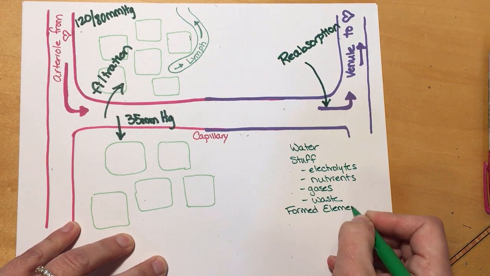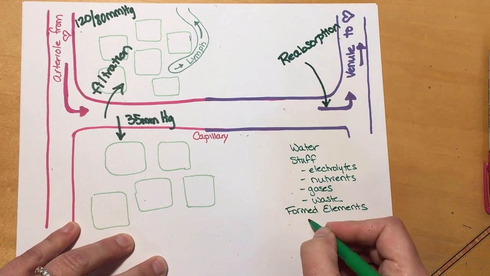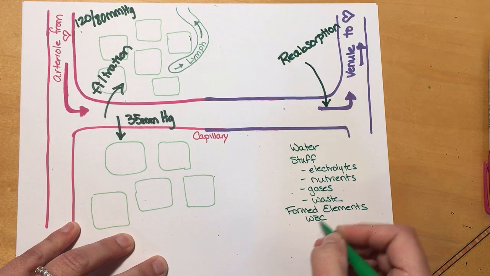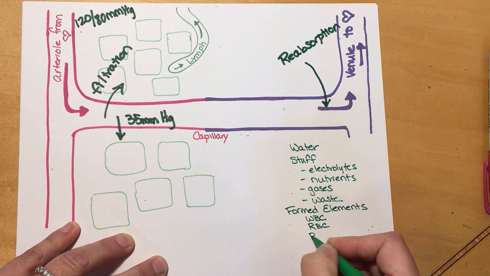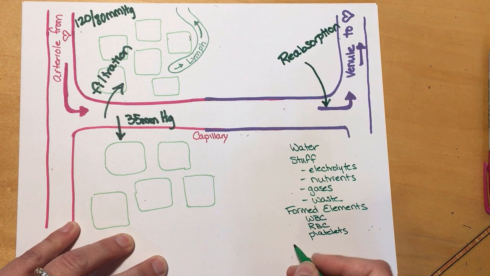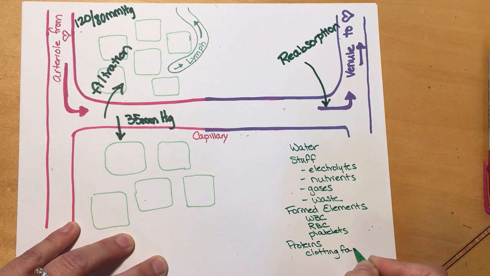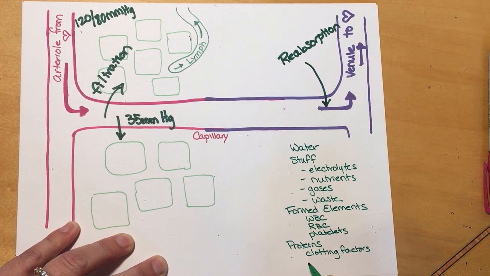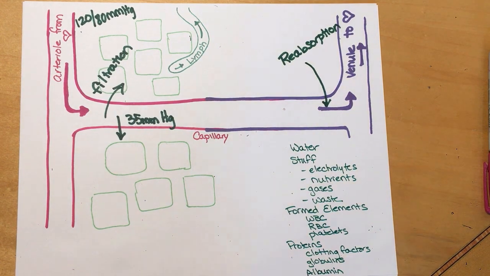Now we call them formed elements because not everything in there is a cell, but some of them are. So we have white blood cells, we have red blood cells, we have platelets, which are important in clotting. And then we also have proteins. Some of the proteins in your blood are clotting factors that help the platelets clot. We also have globulins. When you talk about antibodies in your blood, that is a type of globulin. And we also have something called albumin, which is a plasma protein that is produced by the liver.